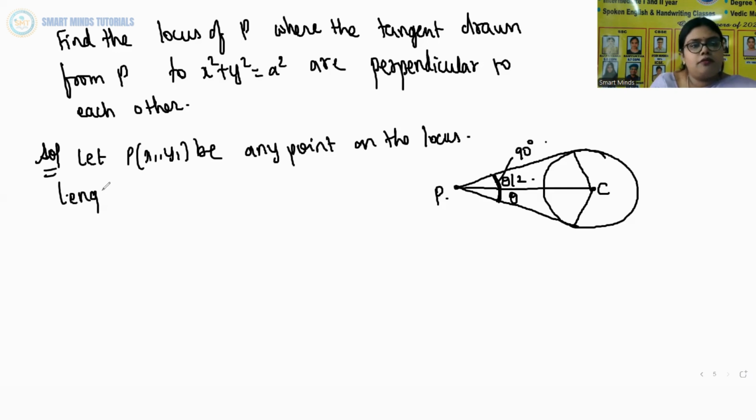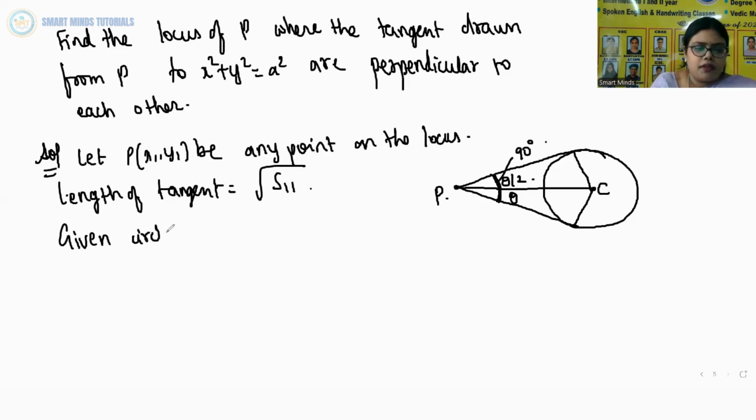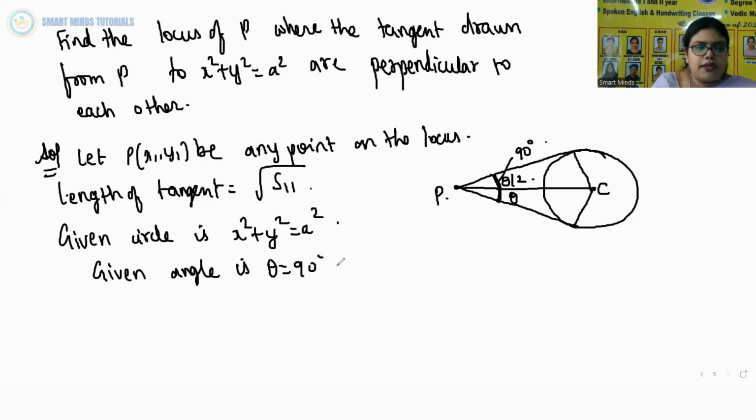So what is the length of the tangent formula? Length of the tangent is root S11. Okay. And what is the given circle? Given circle is x square plus y square is equal to a square. And what is the given angle? Given angle is theta is equal to 90 degrees. What is the formula? Tan theta by 2 is equal to R by root S11.